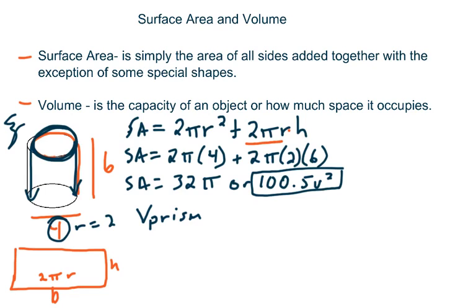So if you look on the formula sheet that you've got in the Google Classroom, you'll see that the volume of a prism I've got written down is the area of the base shape times the height of the object. So this base shape thing, let me talk about this for a second.